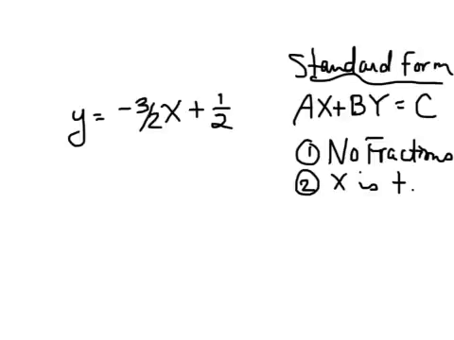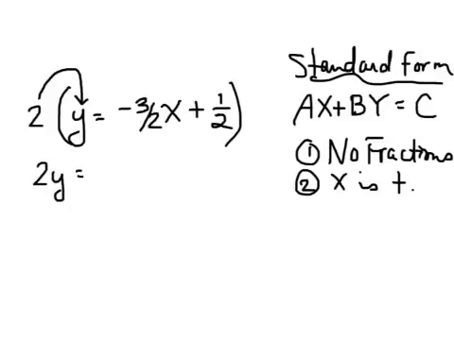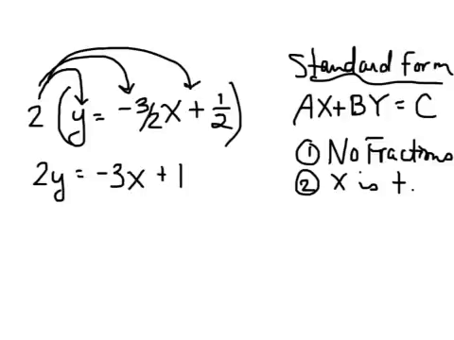Okay, so for this particular thing, we've got some issues. We have fractions in here, x and y is not on the same side, so let's start by getting rid of the fractions first. I'm going to multiply everything by 2. Now the reason why I'm multiplying everything by 2 is that 2 is the common denominator between both my bottoms. So what's 2 times y? 2y. 2 times negative 3 halves x is negative 3x. And 2 times 1/2 would be 1. Now I don't have any fractions.